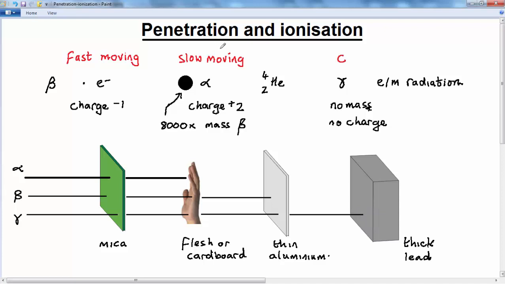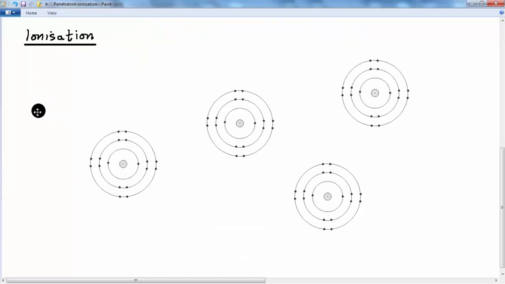Now that's the penetrating capability of these radiations, which is actually directly related to their ability to ionize, but in the opposite way. So the alpha particle can't penetrate very far because it interacts very easily with matter, and when it interacts it causes ionization. What does that mean? So let's imagine that our huge alpha particle is passing through a gas, say argon for example, and as it does so it will collide with electrons and knock them out of their orbits and cause the particles to become ionized.